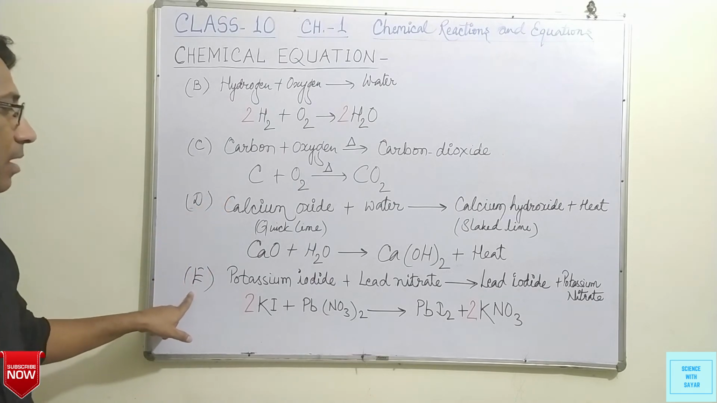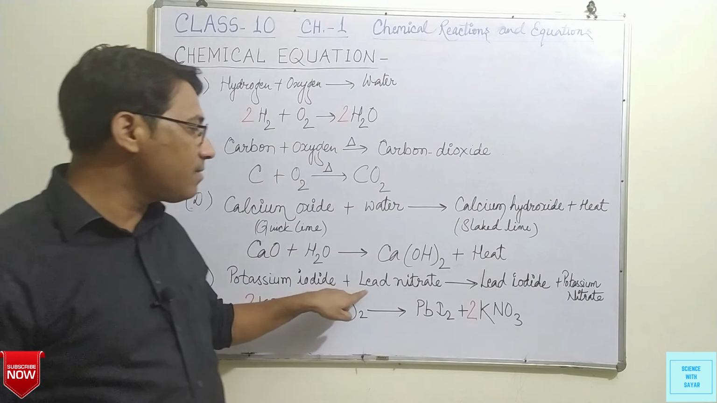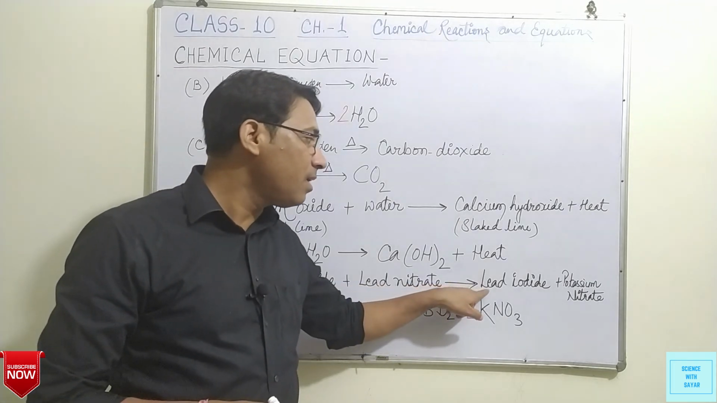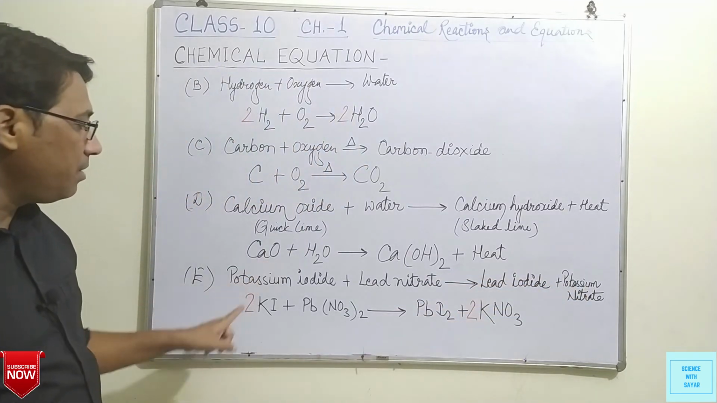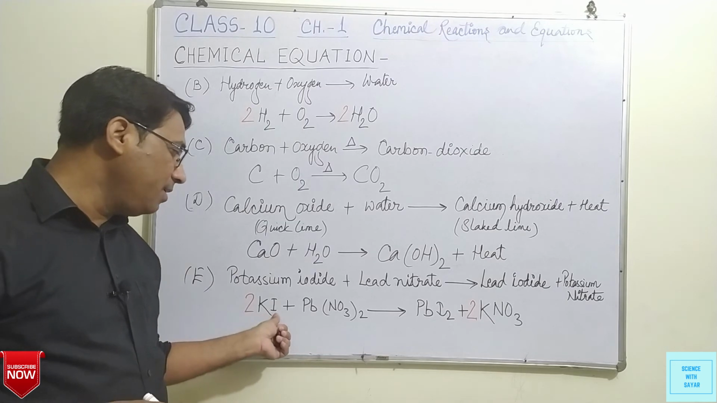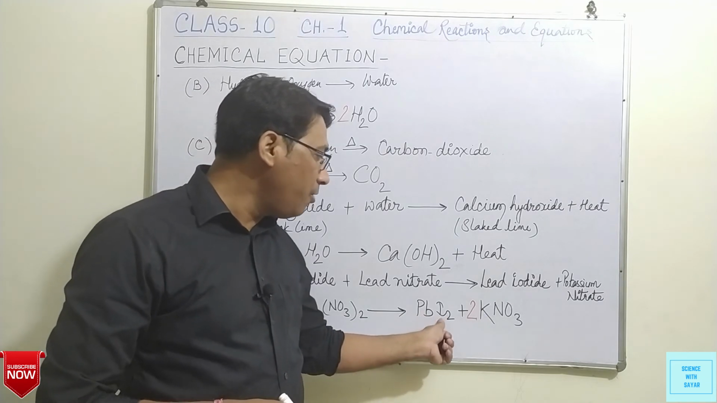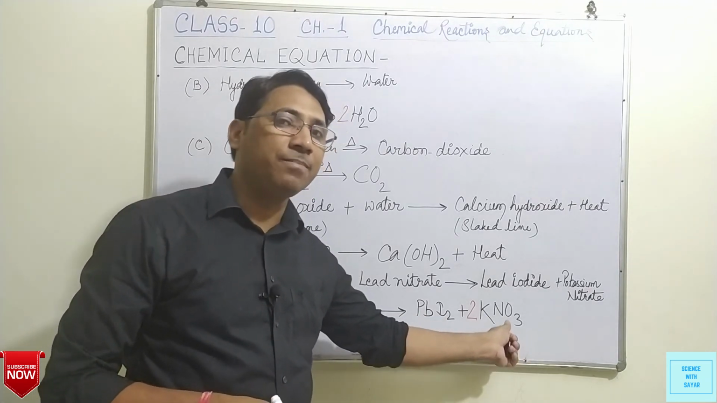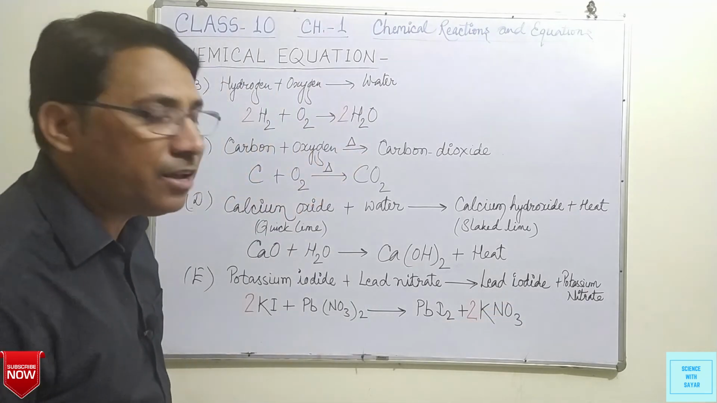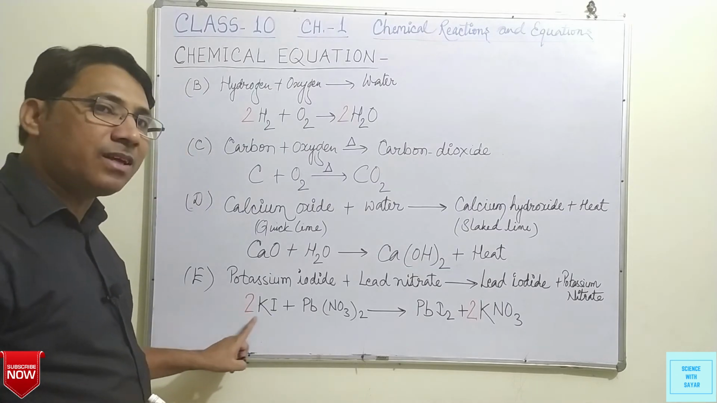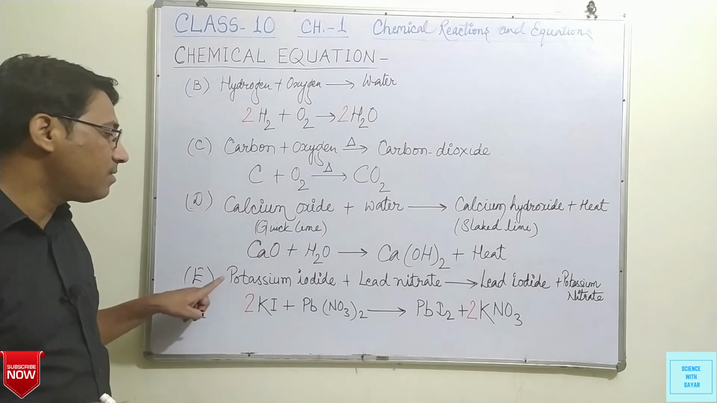And fifth example of the symbolic equation is potassium iodide plus lead nitrate, and a new substance lead iodide plus potassium nitrate are formed. So this can be written as potassium iodide, lead nitrate, and the products are lead iodide and potassium nitrate. And by writing the digits as red ink to balance the chemical equation. So it is the symbolic equation for this reaction.